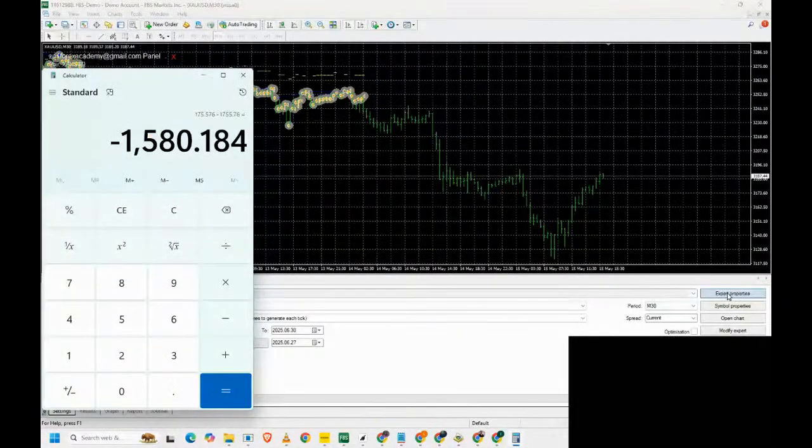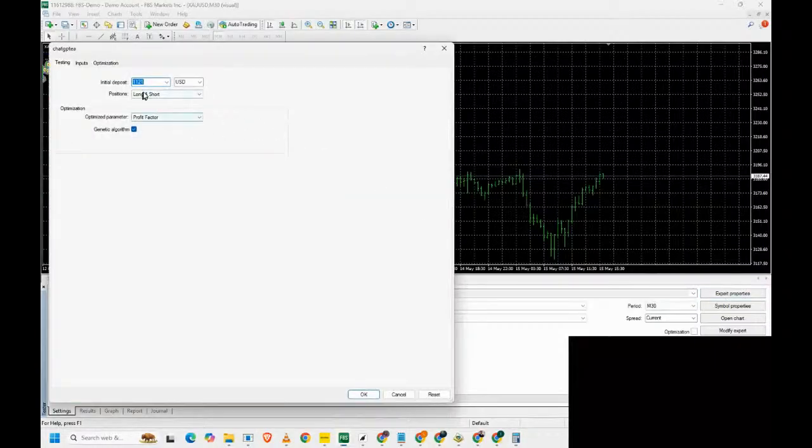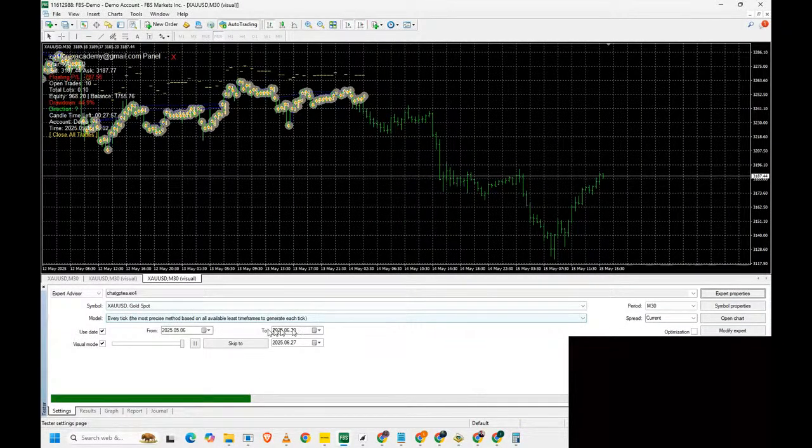of May. Expert properties, 1581.8, 1580.18. Right. And then I'll change the date to the 14th. Because we believe the trade had stopped us out on the 13th. So we believe the trade had stopped us out on the 13th. And then we'll start the new capital with 1580, and then we'll start.